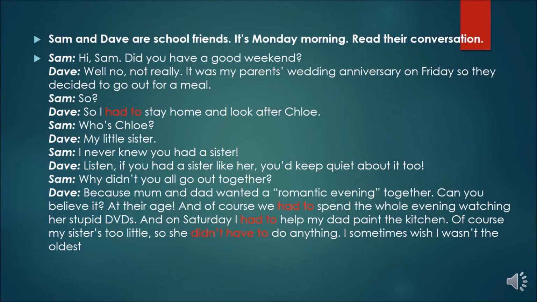I had to stay home and look after Chloe. We had to spend the whole evening watching her stupid DVDs. And on Saturday, I had to help my dad paint the kitchen.